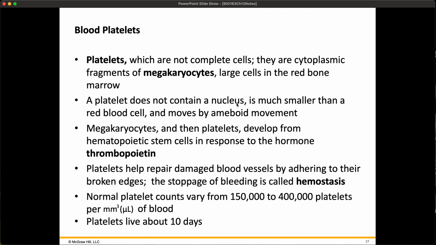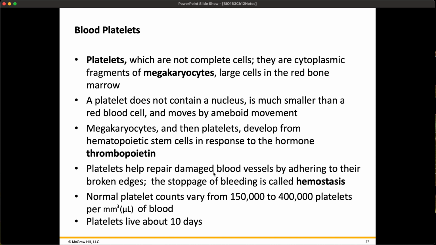Platelets don't have a nucleus. Again, they're just these little fragments, much, much smaller than red blood cells. They move by that same amoeboid movement, slinking across certain areas. Megakaryocytes and those platelets develop from hematopoietic stem cells under the presence of thrombopoietin. So rather than erythropoietin, they use thrombopoietin. And when a myeloid cell is exposed to this thrombopoietin, it'll divert it down that pathway.